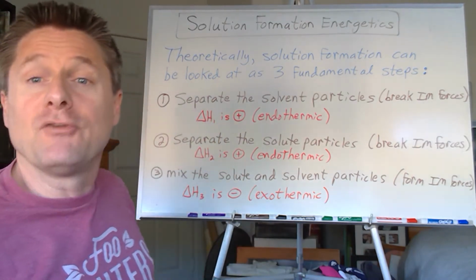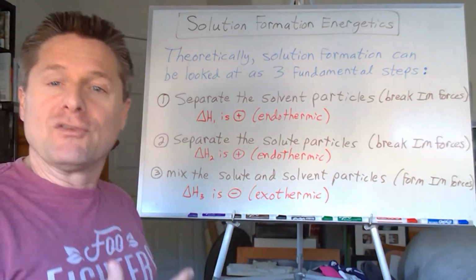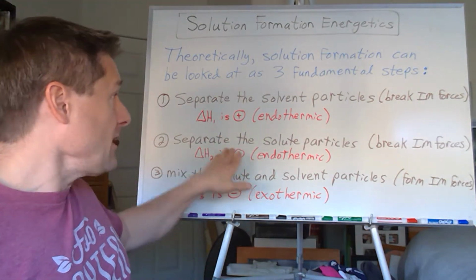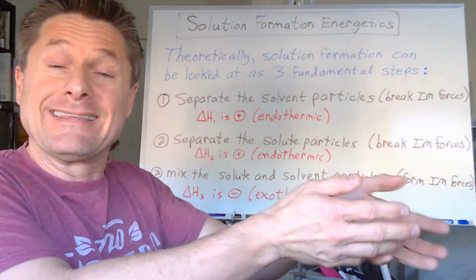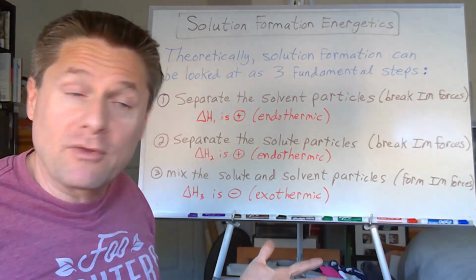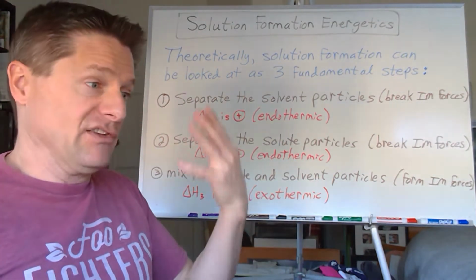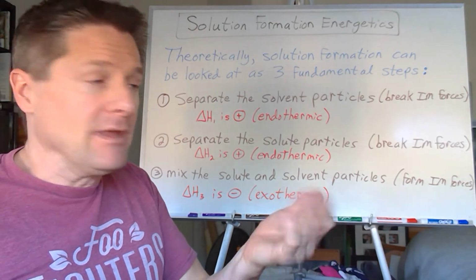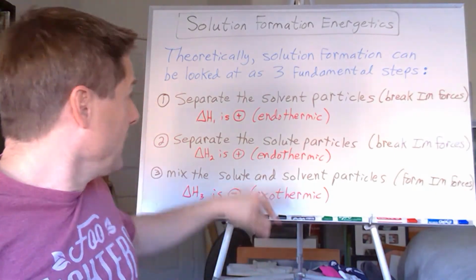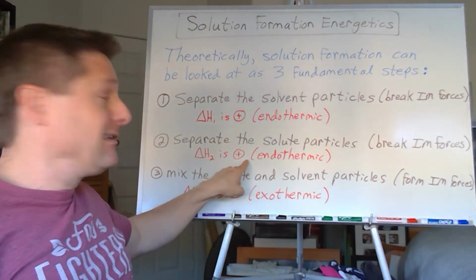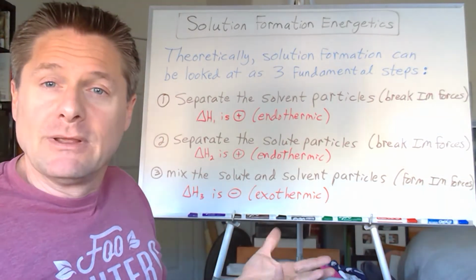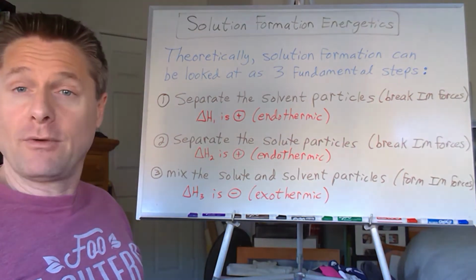Let's call that delta H1. It requires heat energy, so the enthalpy change would be positive. Then, in order to get the solute particles mixed in with the solvent particles, we'd have to break all the solute particles apart. They have intermolecular forces ranging from relatively weak London dispersion forces if they're small, to strong ion-ion forces for ionic, etc. To break those intermolecular forces is also going to require energy. That would be endothermic. So delta H2, the solute breaking apart process, would be endothermic.